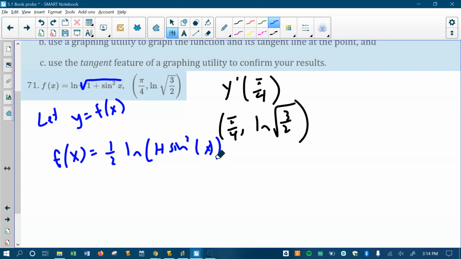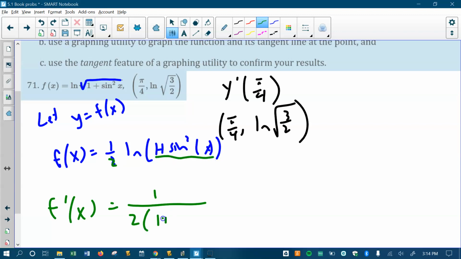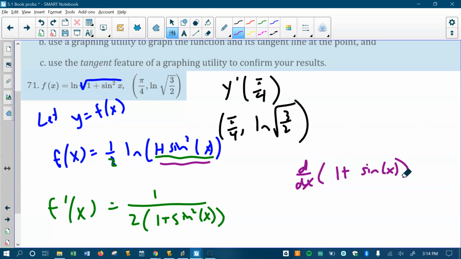Okay, that's number one. Number two, let's do the derivative. I get f prime of x is equal to 1 over this, 2 stays down here, this argument goes down here. And the derivative of this, because I need the chain rule, let's do some side work over here, d dx of 1 plus sine of x, and then that sine x is squared.